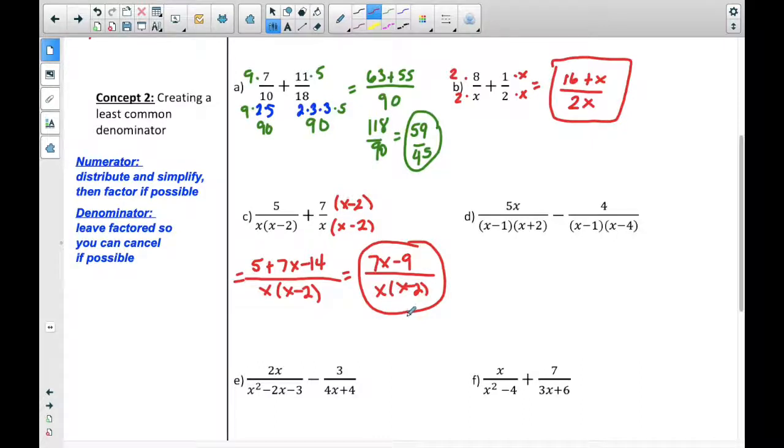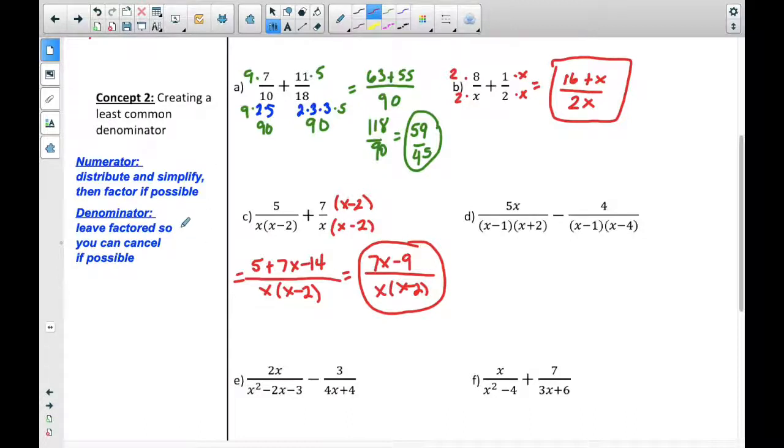Now, people always want to know, should I distribute? Should I not distribute? Should I have it in factored form? Should I have it in standard form? So over here I wrote a little note for you. Here is what I typically go by. Now there are exceptions, but typically this is what I go by. In the numerator, you want to go ahead and distribute it and simplify it. And then finally, if you can factor it, go ahead and factor it. But before you factor it, you have to distribute it and simplify it first. In other words, combine like terms and things like that.